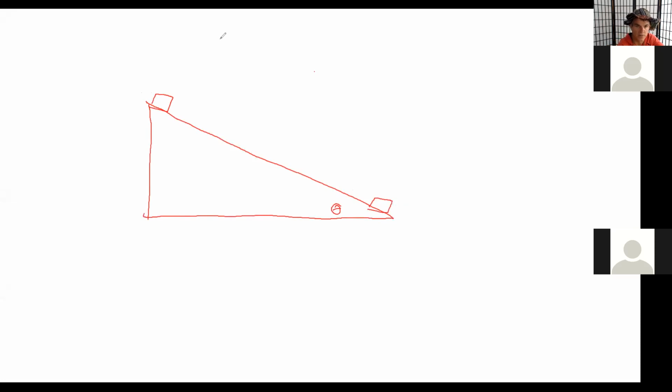If I define my x-axis as positive down the ramp, my y-axis positive perpendicular, I know this is going to start off at rest. So v naught x is 0. I can let x naught be 0. x is going to be the distance it slides down the ramp. So distance down ramp. And what I'm looking for is acceleration in the x direction.